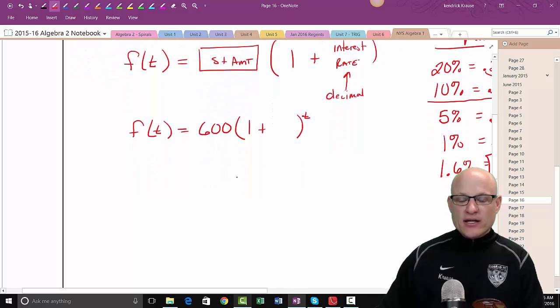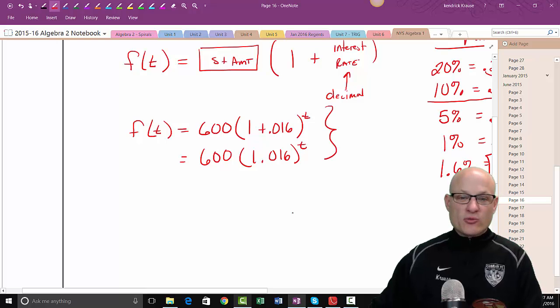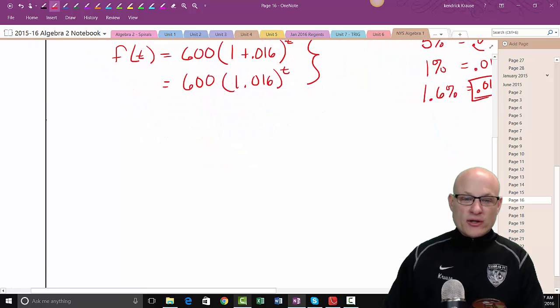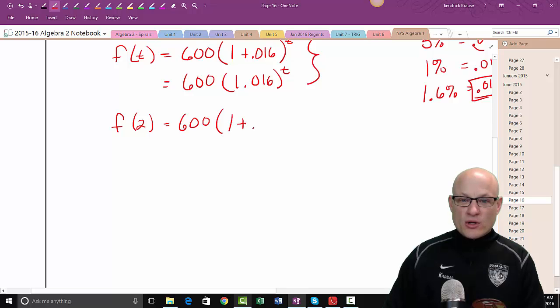So we come back and we go, okay, 0.016. So there's our equation. You can either use that equation or you can actually combine those two and do 1.016 to the t. Either one of these equations will work, and we're just going to plug 2 in. So f of 2 is equal to 600. I'll just go back to my original, 1.016 to the 2.